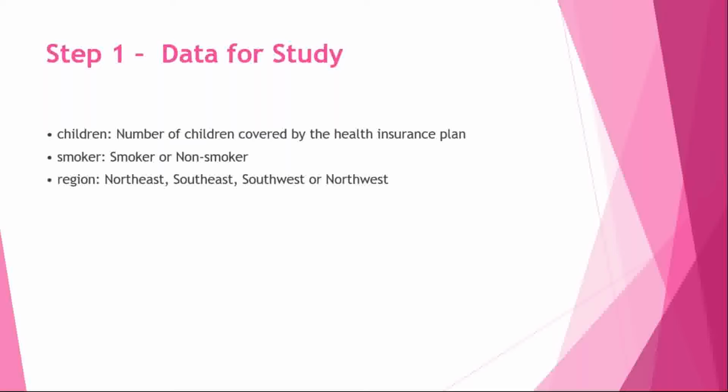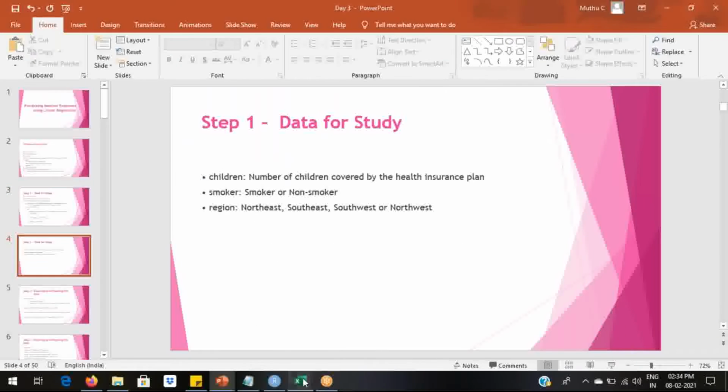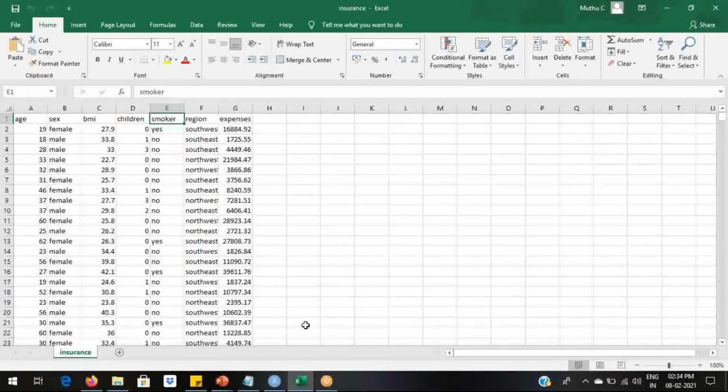Next is smoker. If a person has a bad habit of smoking, then he is a smoker and hence the value will be yes. If a person does not smoke, then it is a good habit and the value for smoker will be no. You can see yes and no values in the Excel sheet.